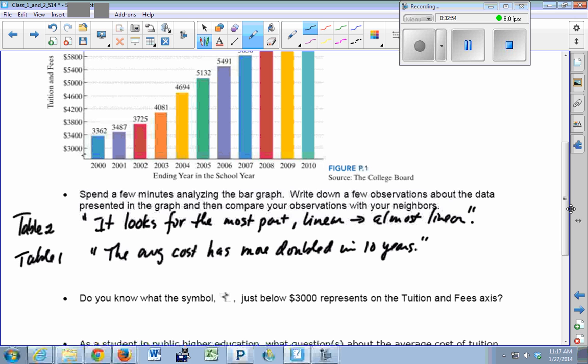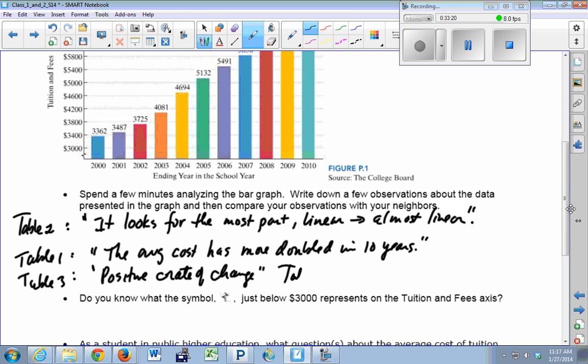Okay, about another table. Table 3, did you come up with anything different than that? Nothing? That's the only 2 things you have? Didn't notice anything else different? Okay, so positive rate of change, yep. Oops, I heard something. Okay, table 4, how about anything else you want to add? No?